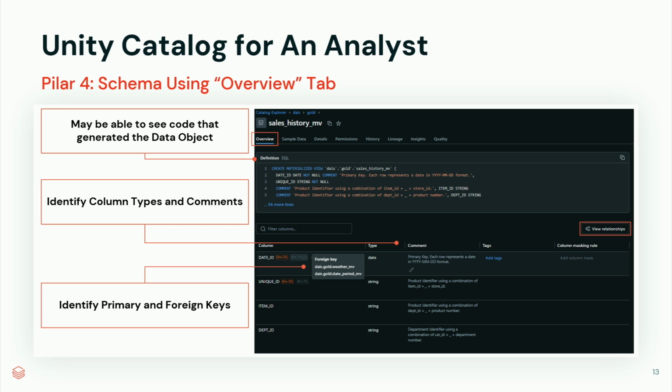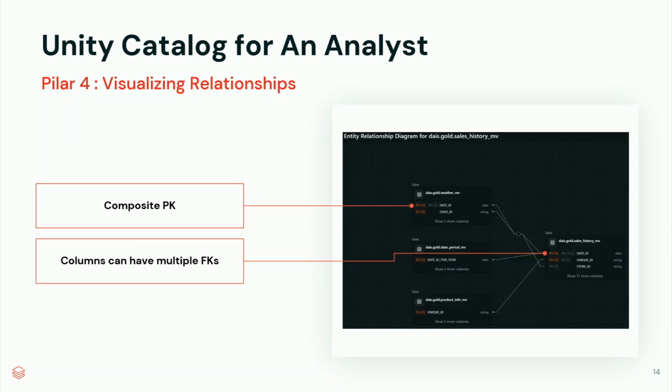We can also view the entity relationship diagram by using the UI feature View Relationships. Let's take a look at it. Here is the same materialized view as ERD with primary key and foreign key constraints established. I wanted to show this one because some examples are kind of basic, I wanted to show you can make a composite primary key made up of multiple columns as well as having multiple foreign keys on this thing.